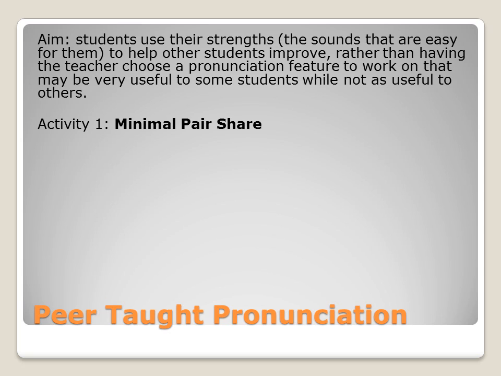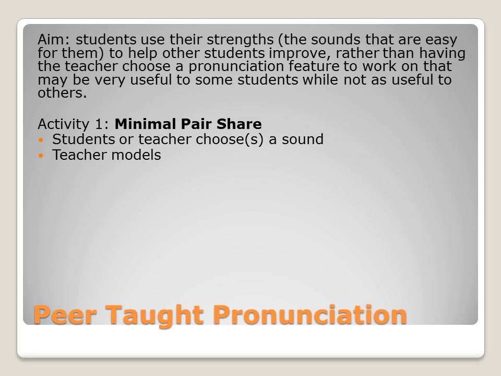So the first activity is called minimal pair share. And what happens in this activity is the students will either work as individuals or more likely pairs, because there's more opportunity to help each other and more opportunity for authentic communication. So the students will work in pairs, and they're going to choose a minimal pair sound. So maybe L and R, or F and V, or P and F. Basically any two sounds that have just one difference.